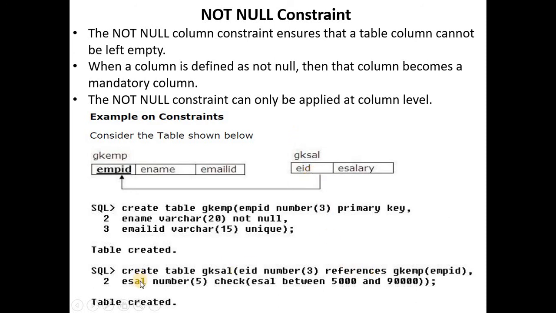Then it also checks that whatever salary is entered for any of the EIDs has to be between 5,000 and 90,000. It cannot be less than 5,000. It cannot be more than 90,000. It will check that, and only if this condition is satisfied is the value inserted into this GK salary table. Thank you.